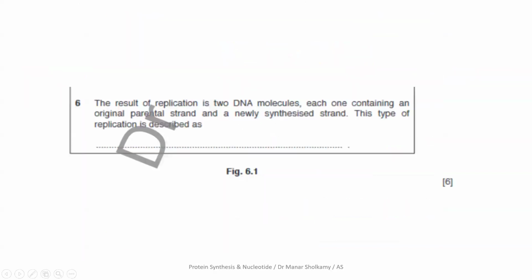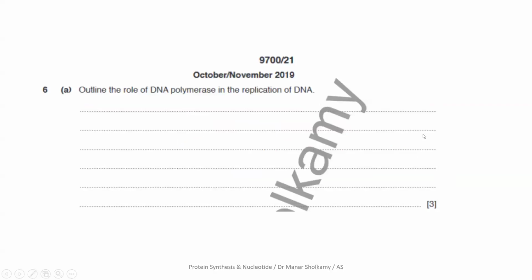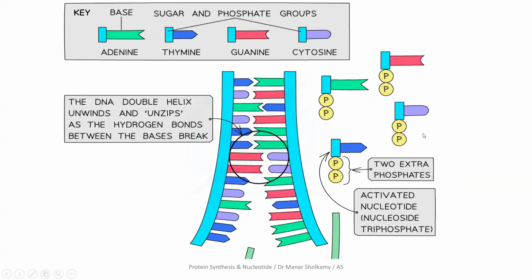Okay. The result of the replication is two DNA molecules, each one containing an original parental strand and a newly synthesized strand. This type of replication is described as what, Maryam? Semi-conservative. Good girl. Semi-conservative DNA replication. Good. Okay, I'm not going to explain anything more. Don't worry, because this is exactly what I wanted to explain today, the DNA replication.